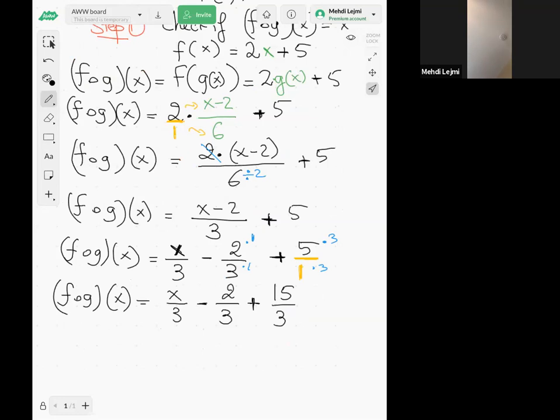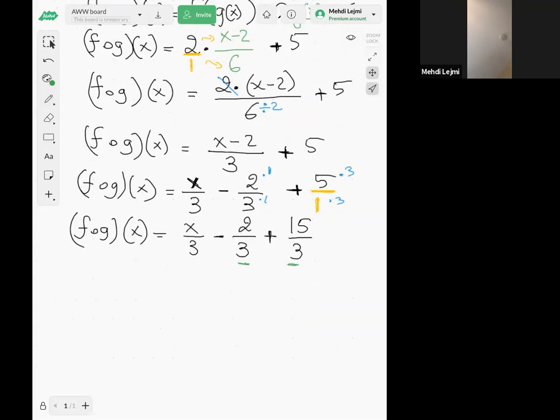Now you see I have a common denominator: minus 2/3 plus 15 over 3. So I can subtract the top, minus 2 plus 15, that's plus 13. So f composed with g of x is x over 3, minus 2/3 plus 15 over 3. We subtract the top, minus 2 plus 15, that's plus 13, and we keep the common denominator, which is 3. So it's x over 3 plus 13 over 3.